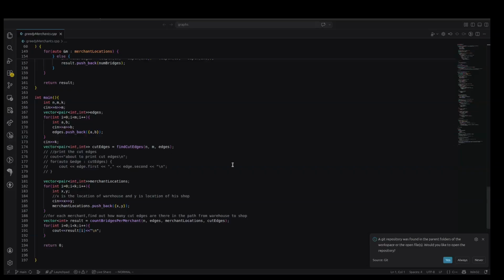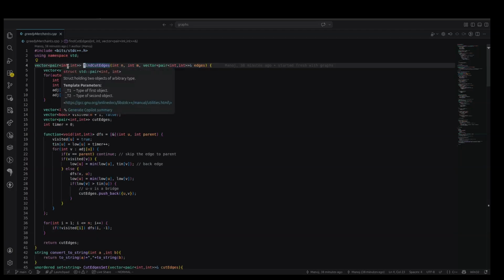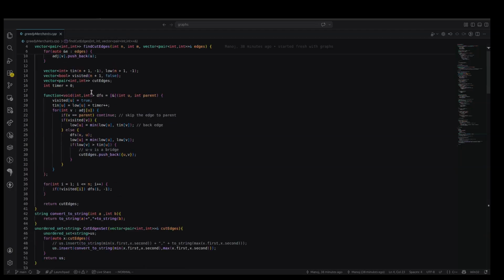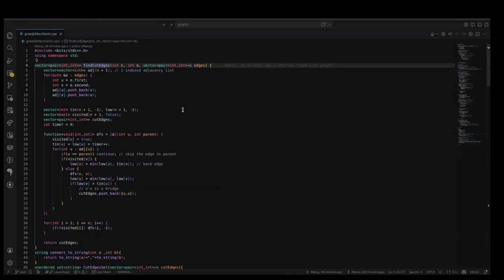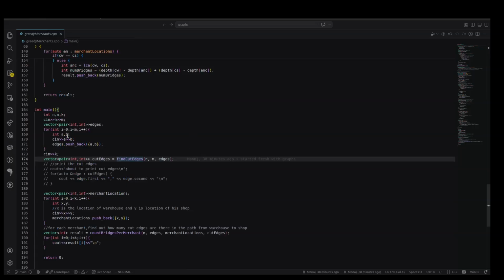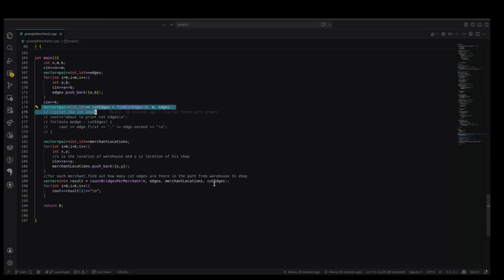Okay, now let's go through the code. Initially, you take the inputs to form the graph, and then this find cut edges method is what Tarjan's algorithm is all about. You use DFS to find all the cut edges. So after you form the graph, the next step is to find the cut edges, and the next step is to actually count the bridges per merchant, like the number of cut edges present on each merchant's path.